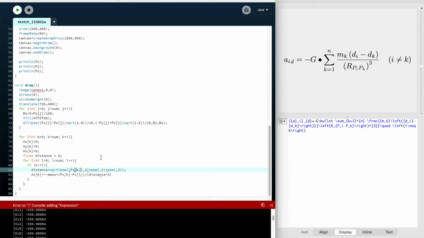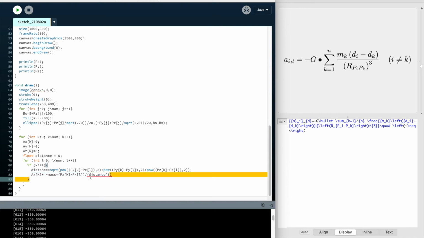px of k minus px of L. Yep. And then here it's py of k minus py of L. And here it's pz of k minus pz of L. Alright, that's good. And now when we do distance to the power of 3, that doesn't work, say power of distance comma 3. Yeah, that works.